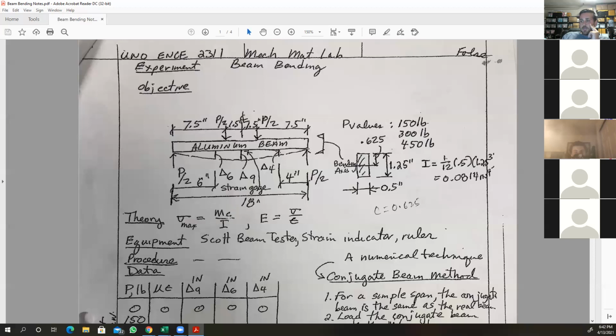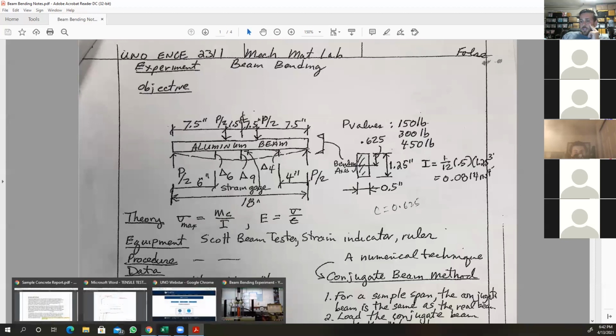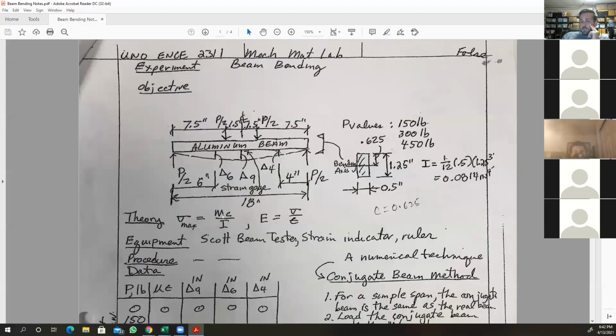And c, again, is the c from the torsion. I don't have the example up, but you can pull up the torsion equation, Tc over J. And J, the polar moment of inertia, is replaced with I, the moment of inertia. And you have one more equation, modulus of elasticity, stress over strain. Again, this is only applicable in the elastic region. So if you calculate the stress and the strain in the elastic region, you can calculate the modulus of elasticity.